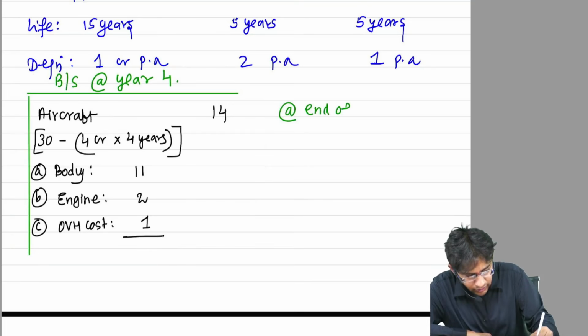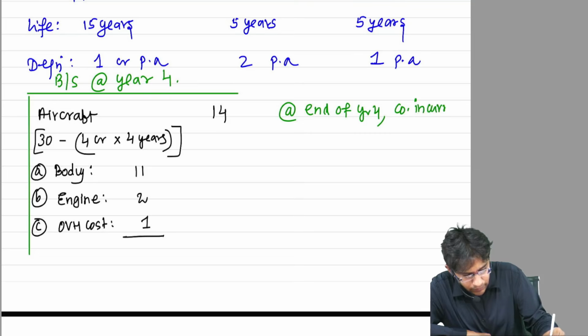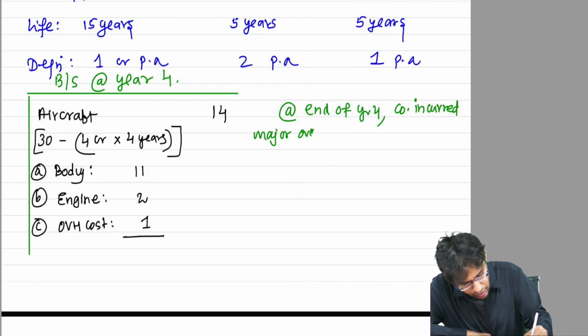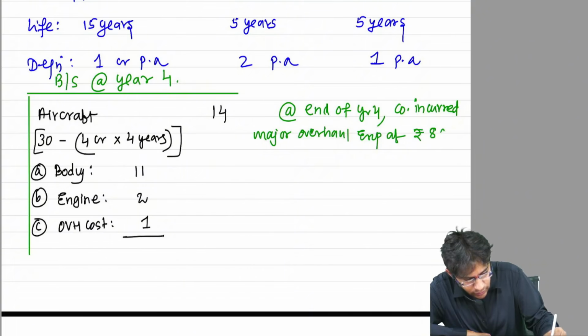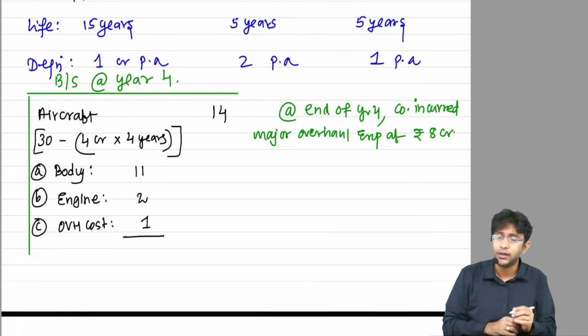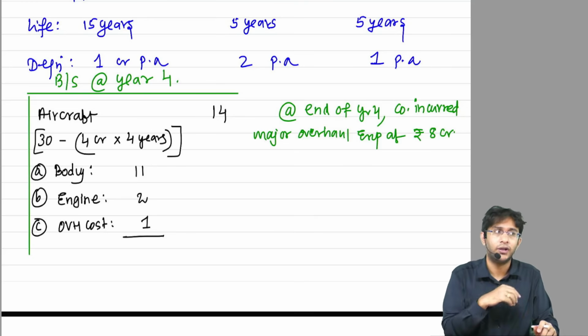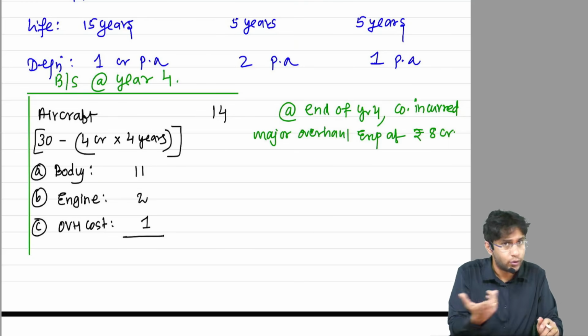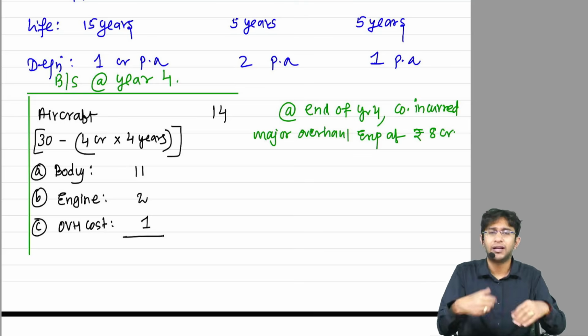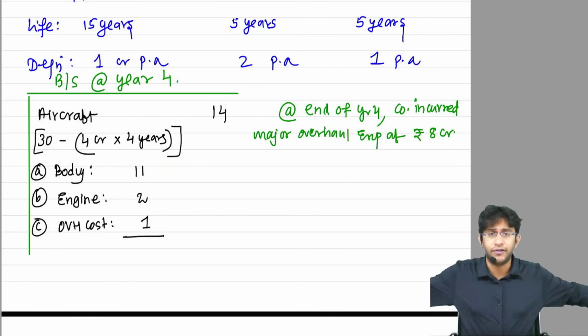At the end of year 4, the company incurred major overhaul expenses of rupees 8 crores. Another 8 crore rupees you have incurred now. Sir, why did you incur now? You have to incur after one more year.